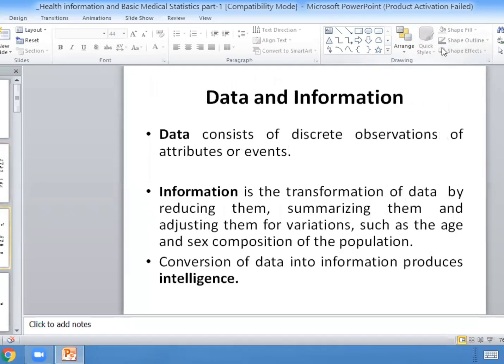Data and information. Data consists of objective observations of attributes or events. Information is the transformation of data by reducing them, summarizing them, and adjusting them for variations such as the age and sex composition of the population. Conversion of data into information produces intelligence.